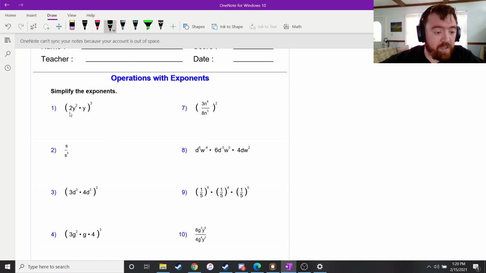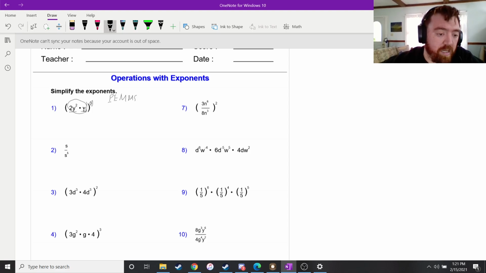Number one here, we have 2y squared times y to the third power. Now, if you remember, we have this concept of PEMDAS, order of operations. So with PEMDAS, our first thing here is the parentheses. So let's go ahead and take care of this part first.